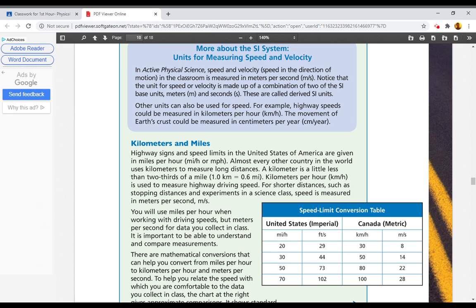Other units can also be used for speed. For example, highway speeds could be measured in kilometers per hour. The movement of Earth's crust could be measured in centimeters per year.